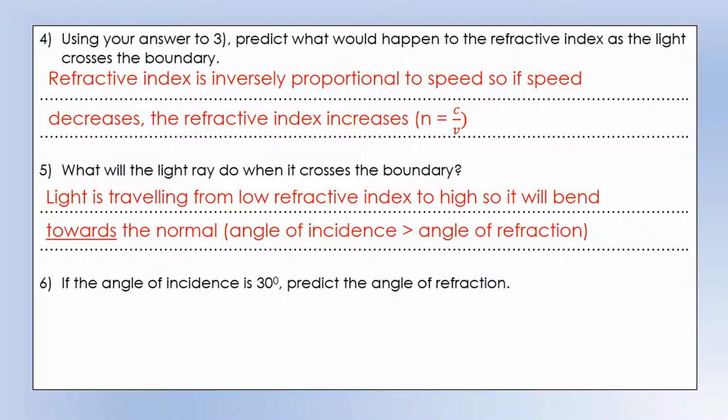So what will the light do when it crosses the boundary? Well, if it's going from low refractive index to high, it's going to bend towards the normal. What that means is the angle of incidence is greater than the angle of refraction.